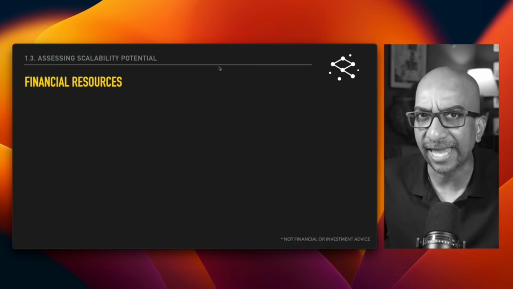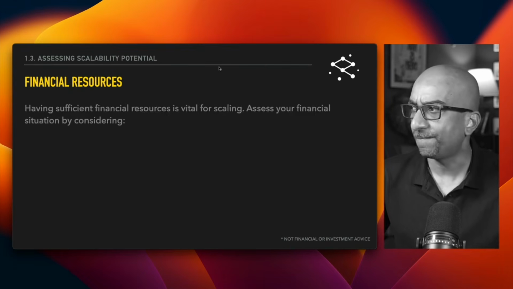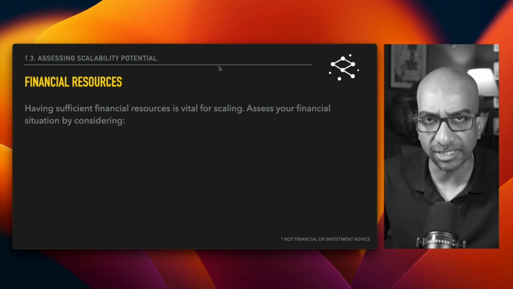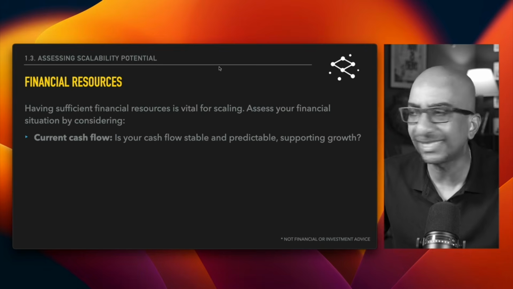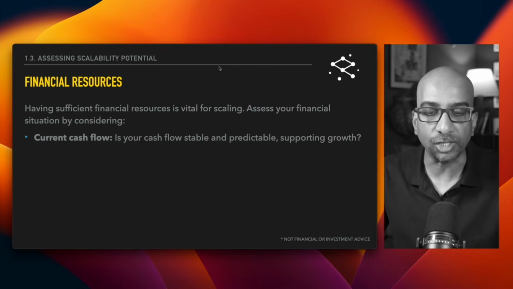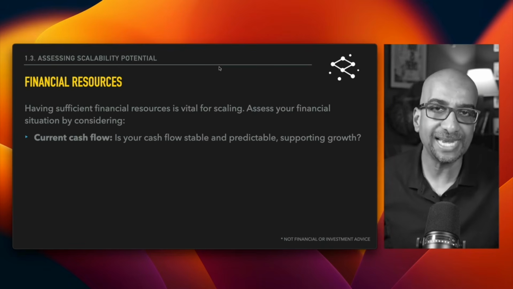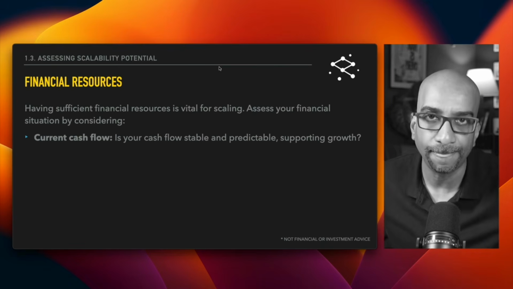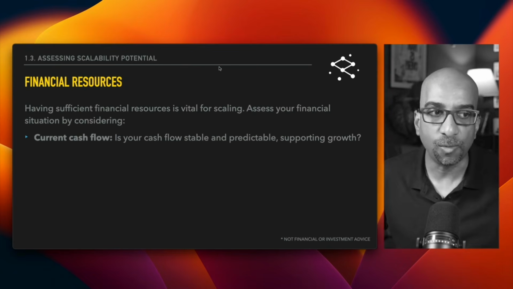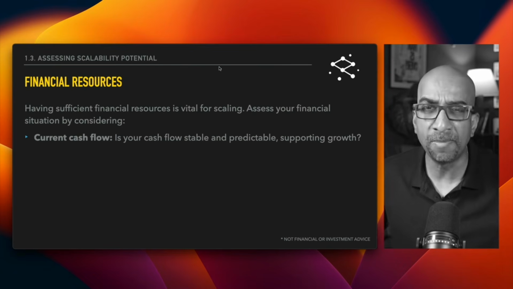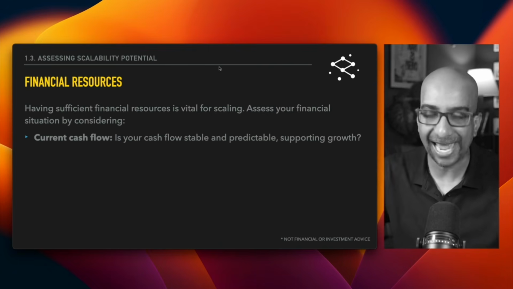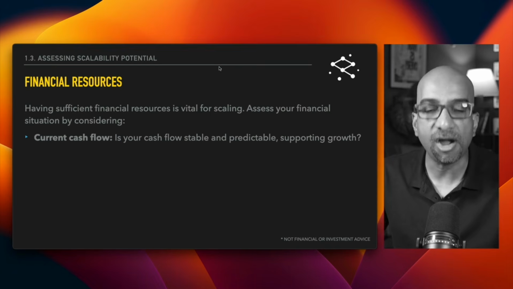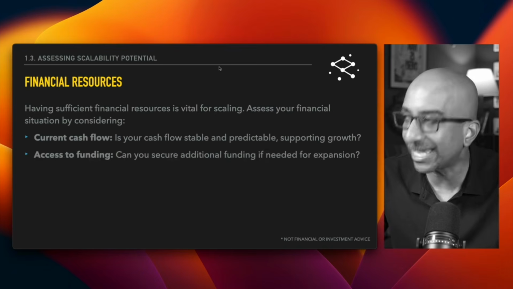But what else do you need for scaling? Financial resources, of course. So having sufficient financial resources is vital for scaling, right? Consider this. You need a current cash flow. Is your cash flow stable and predictable, supporting growth? Because look, you need cash flow coming in so that you can then take a portion of that to invest in scaling, or to keep the boat afloat while you're experimenting with scaling. Then you can take a little bit of risk there, right? Or maybe you're getting external funding, but you owe that money, right? Debt is the same thing. So your cash flow is the heartbeat of your business, and you need to have a firm grasp of it.